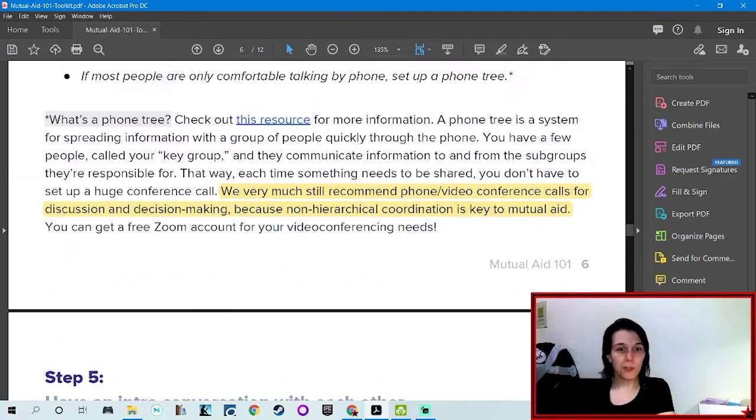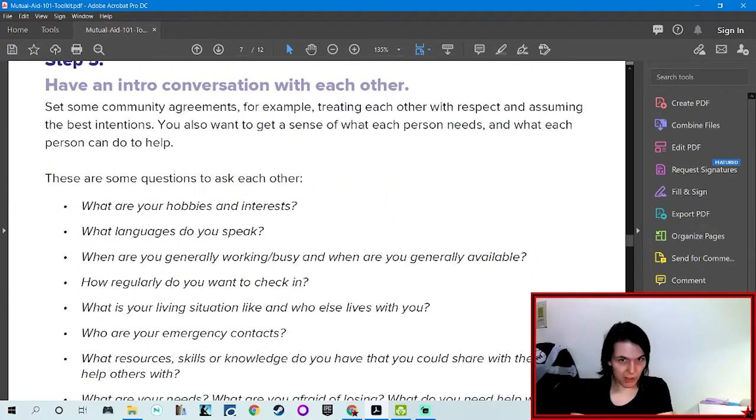So after you've started wanting to create this idea, how do you converse with people? How do you start these conversations? Well, you start with treating each other with respect and assuming the best intentions. So you want to put forward an idea that we're supposed to be coming together and we're going to work together in a respectful manner. That this isn't, again, that top-down hierarchy. You want to get a sense of what each person needs and what each person can do to help.